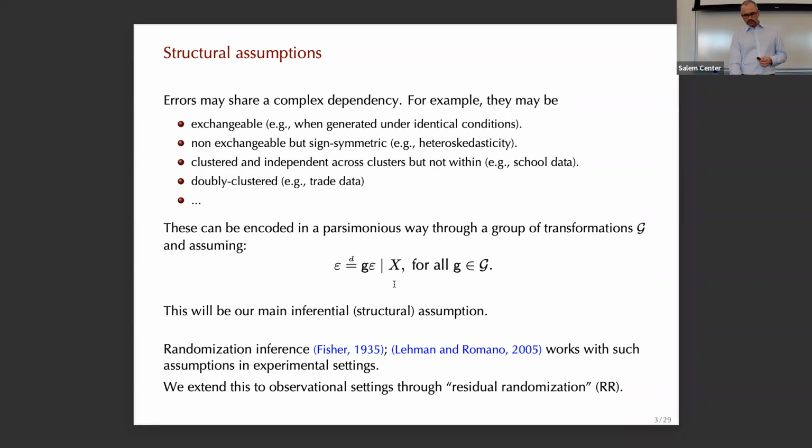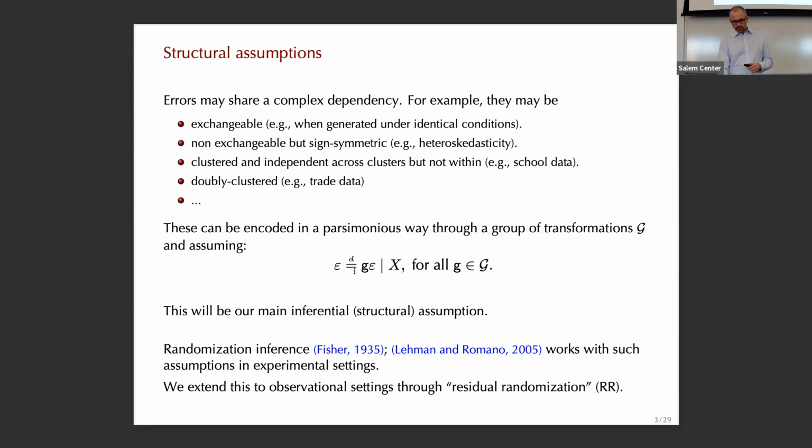Now, my main inferential assumption is going to be this. The structural assumption is that there is some script G group of transformations that I'm interested in, and the errors are distributionally invariant to that transformation. And now the question I'm going to ask is, can I do inference under this weaker assumption than, let's say, IID? What are the limits of inference, if you will? So this is what I'm trying to investigate here.